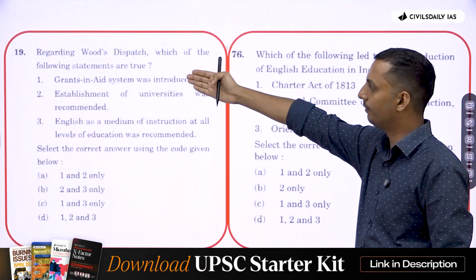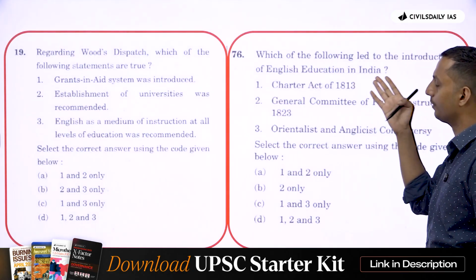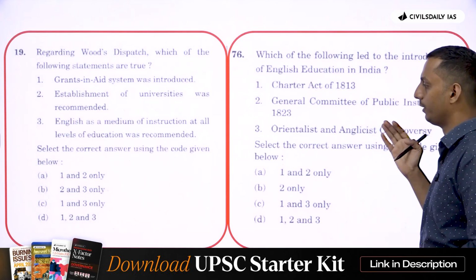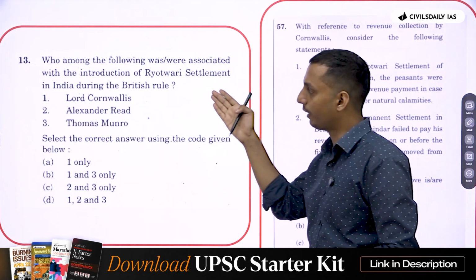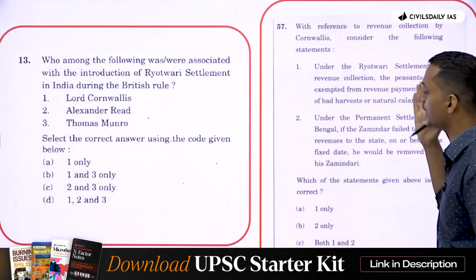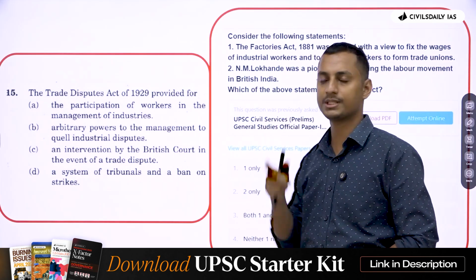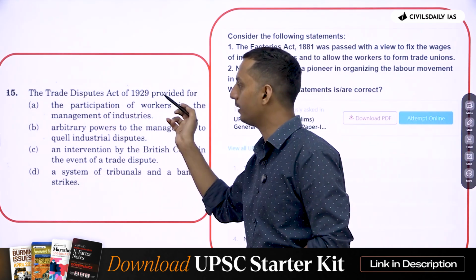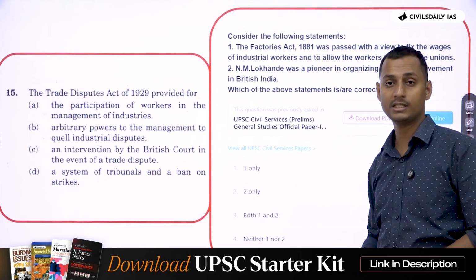Now, the British policies. When you analyze the PYQs, you will understand that on education policies, UPSC asks 2 questions. You can see here with respect to Wood's Dispatch and also the English education system in India, the Charter Act of 1913, General Committee, and also the Orientalist and the Anglicist controversies. With respect to land revenue policies, UPSC asks 2 questions: Ryotwari settlement, again Ryotwari settlement and permanent settlement. With respect to industrial policies as well, you can see the Trade Dispute Act of 1929 and also the Factories Act of 1881.